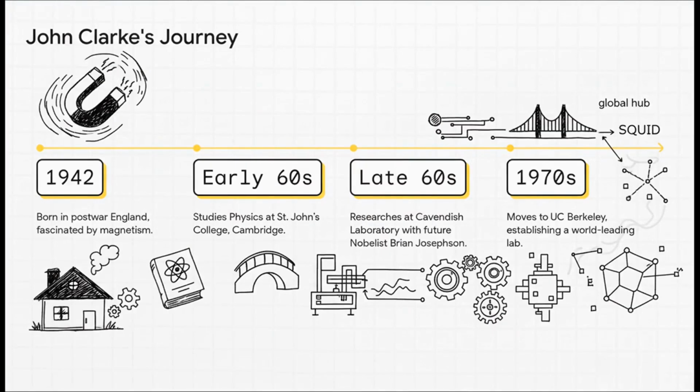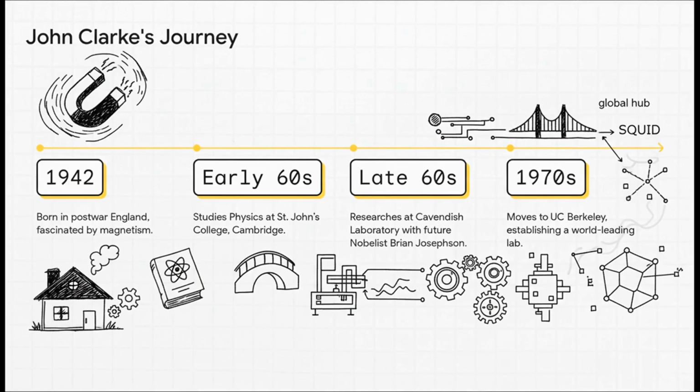Clarke's journey kicks off in post-war England. He was fascinated by magnetism, which led him to study at Cambridge and then to do research at the legendary Cavendish Laboratory. And this is key. It was there he worked alongside Brian Josephson, a collaboration that turned out to be absolutely central to his own breakthroughs. Then, by the 1970s, he took all that expertise over to UC Berkeley and established a lab that would become a world leader.